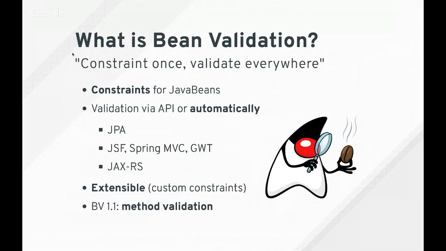The same goes, for instance, for JSF or Spring MVC. If you have a model which is bound to a user interface, and you, for instance, submit the dialog in JSF, the validation will automatically kick in and validate all the properties of your beans. And so the tagline is: constrain once, validate everywhere.